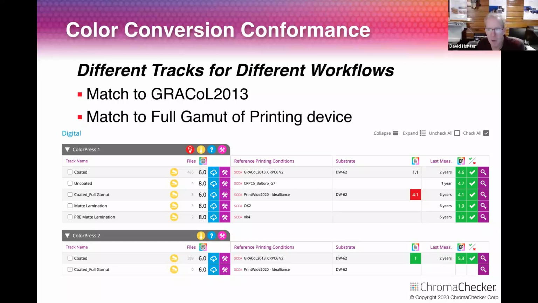But how do you keep track of that? Well, with ChromaChecker, you have one track. You see the top track for my color press is set for Grackle. And then the third track down is the same press, but set for full gamut. So in this way, we can ensure that my press is printing to the full range of color that it's capable of printing when that press doesn't have to match any specific reference.